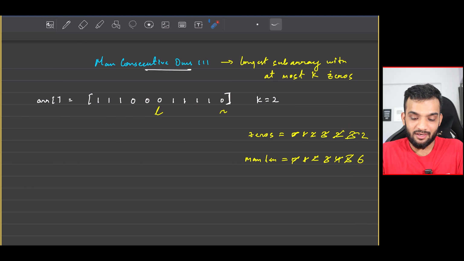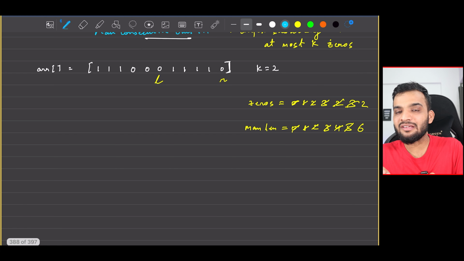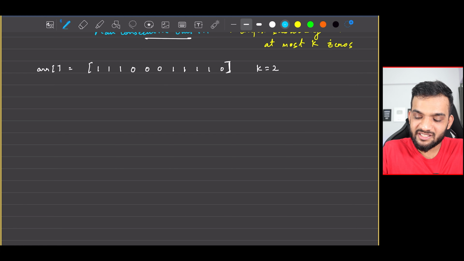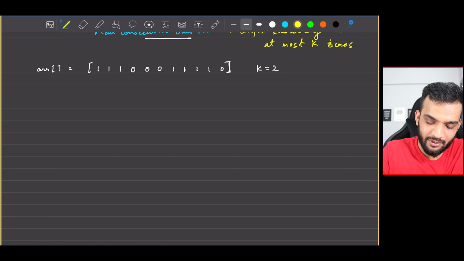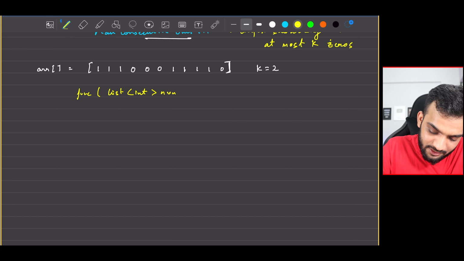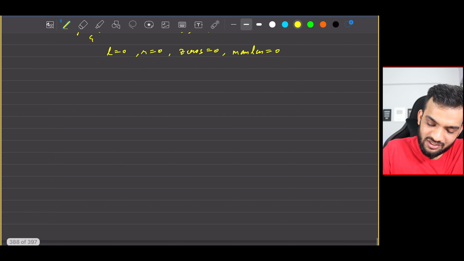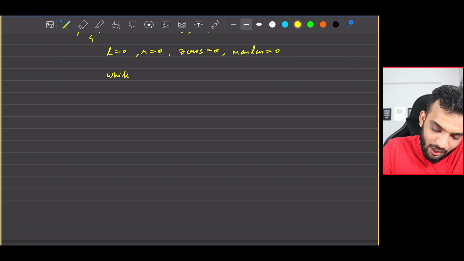That's it. That will be it for this one. And if I have to write down the pseudocode, it's very, very simple. It's the exact same code. We'll just be doing very minor changes. So function with the list of nums that's given to you and the k. You take an L, you take a R, you take your zeros, and you take the max length to be 0. This time, I'll be starting from R and I'll be going till the size.